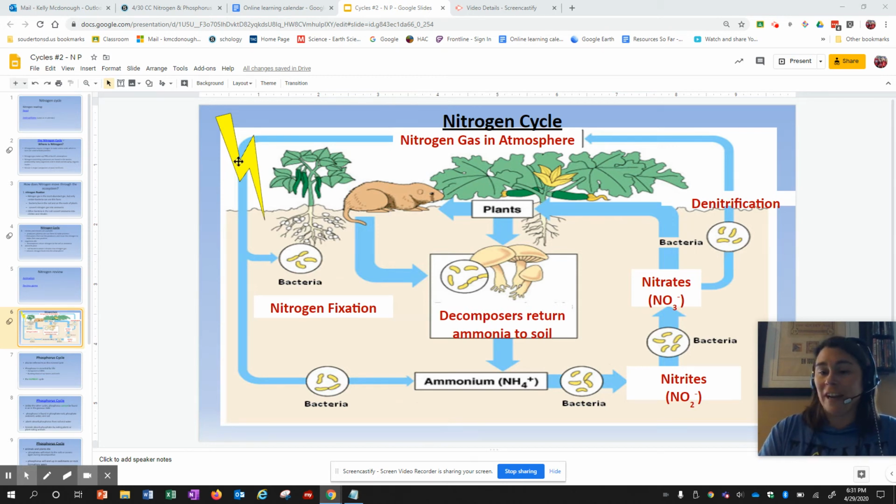Another fun fact is that lightning can fixate nitrogen. If you've ever looked outside during a thunderstorm and the grass looks extra green, really bright green, that's because it basically got a quick shot of fertilizer. Lightning is hot enough and strong enough that it can break apart that nitrogen bond. So it can fixate the nitrogen.